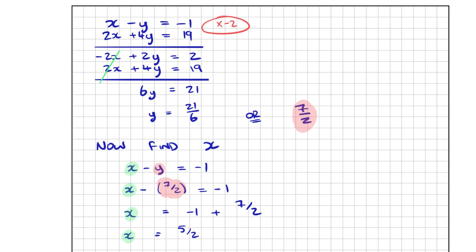So you had your simultaneous equation, you found the value for your x, you found the value for your y. You can always go back and check your answer. If you had an x value of 5 over 2, and if you subtracted a y value of 7 over 2, that would leave you with negative 2 over 2, and negative 2 over 2 is the exact same as having negative 1. So that's the end of question number 3.